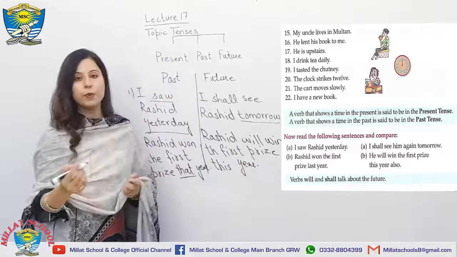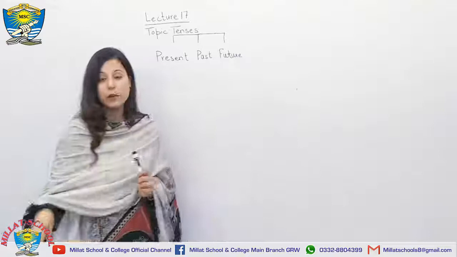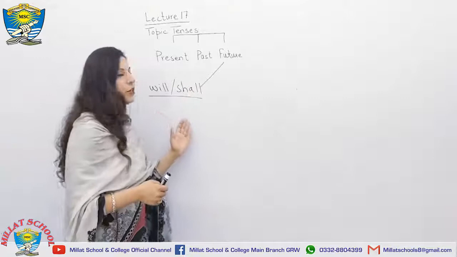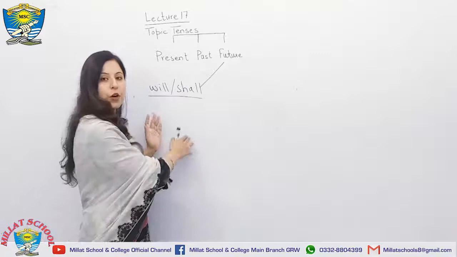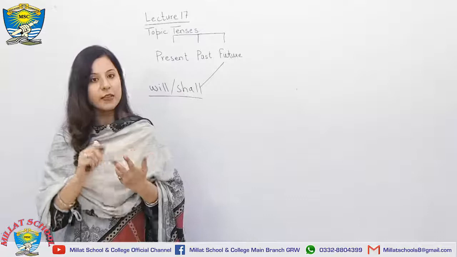Okay, so what we have learned from the past to the future is one specific thing, and that is a helping verb along with the use of the first form of the verb. So let's have a look at a few examples of helping verbs will and shall. Will and shall show us future tense. So these helping verbs are used for the future. Let's have a look at your book pages. So now we can easily identify the three types of sentences about the tenses: present, past and future. Have a look on page number 84.